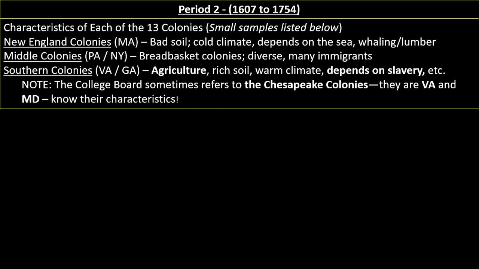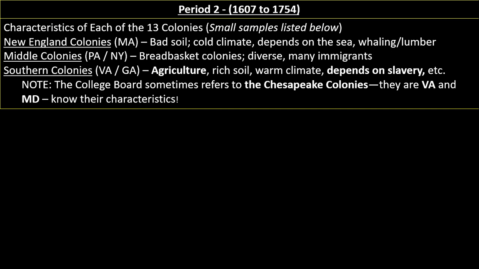The middle colonies, the greatest examples would be Pennsylvania and New York. They're called the breadbasket colonies. The soil was a little bit better, the climate was a little bit more mild, and so they are growing wheat, barley, oats, all of those things. Many immigrants settled into this region, so it was by far the most diverse group of people. It was very religiously tolerant. See the Quakers in Pennsylvania, whereas in the New England colonies, you're seeing mostly Puritans, not as much religious tolerance.